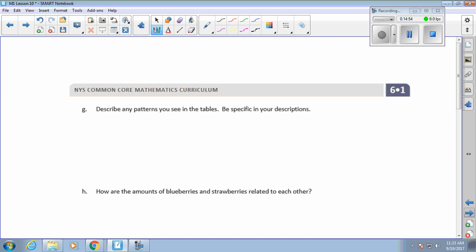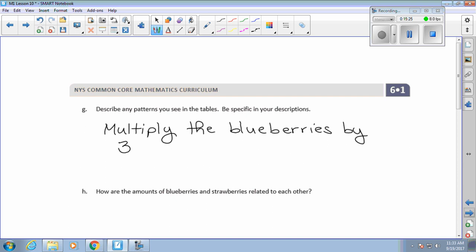All right, so to get strawberries, you need to do what to the blueberries? Add 3. Not add 3. Multiply by 3. Very good. So we're going to kind of use this answer for G and H. We need to multiply the blueberries in our first column there by 3 to get the number of strawberries.